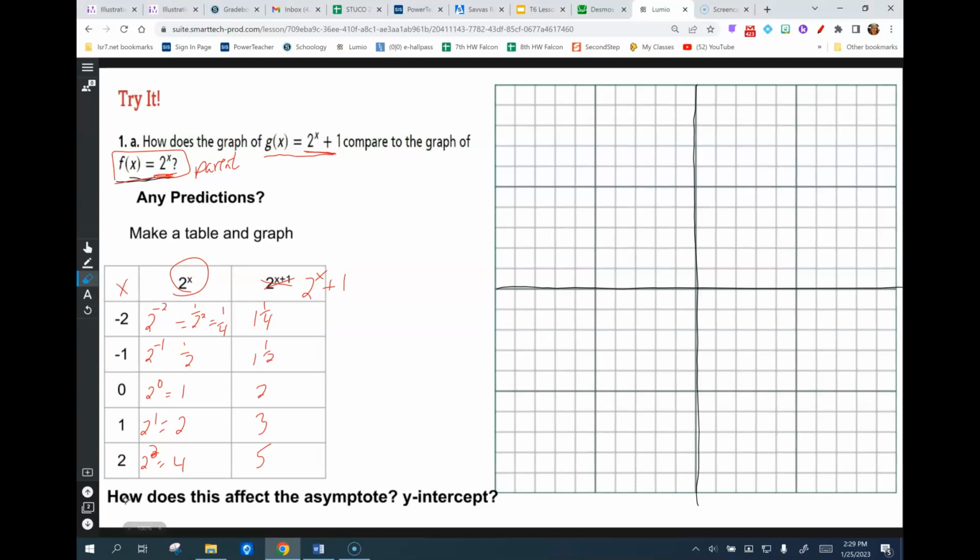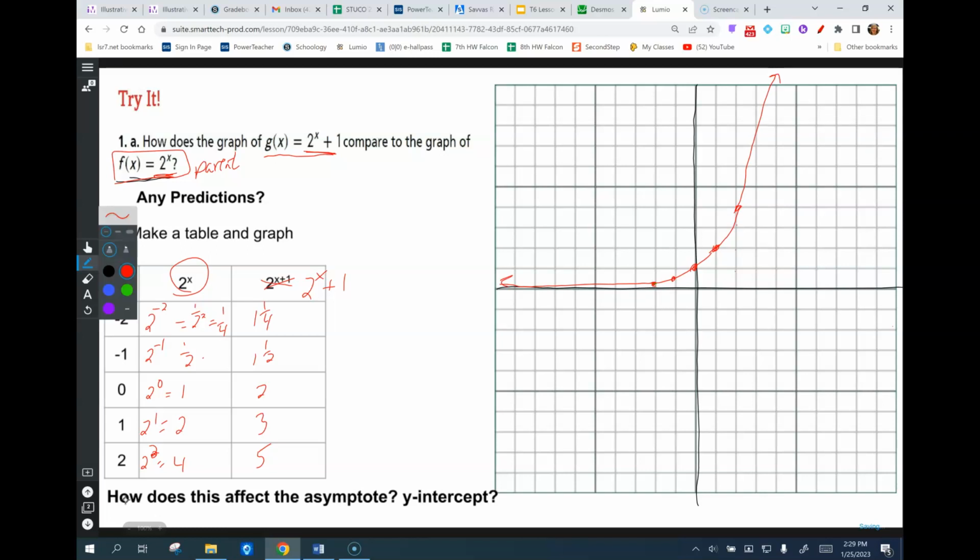So now we're going to plot this in red. So we have negative 2 and 1/4. Okay, so here we go. And then we have negative 1 and 1/2. Then we have 0, 1. We have 1, 2. And we have 2 and 4. So this is y equals 2 to the x. We're just going to have that go up like this.